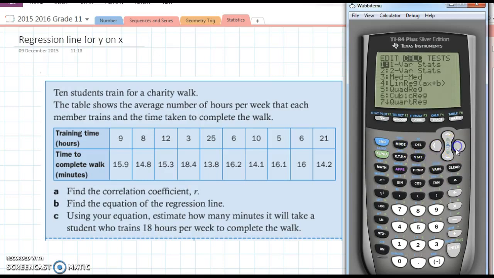So I go back, calculate linear regression, store that, Vars, Y-Vars, Function, Y1, calculate. And there we have r. And sure enough, it's negative 0.07. We can do the linear regression, and we'll see that a, the slope, is negative 0.1465, etc. And the y-intercept would be 17.